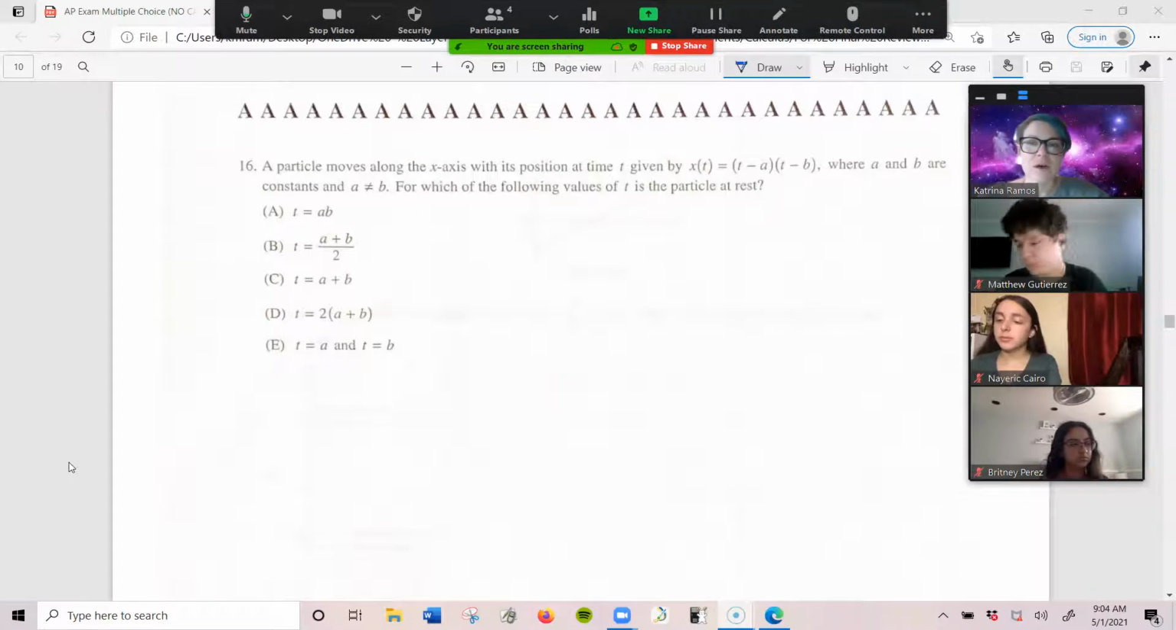All right, so for number 16, a particle moves along the x-axis with its position at time t given by x of t equals (t minus a) times (t minus b), where a and b are constants and a does not equal b. For which of the following values of t is the particle at rest?